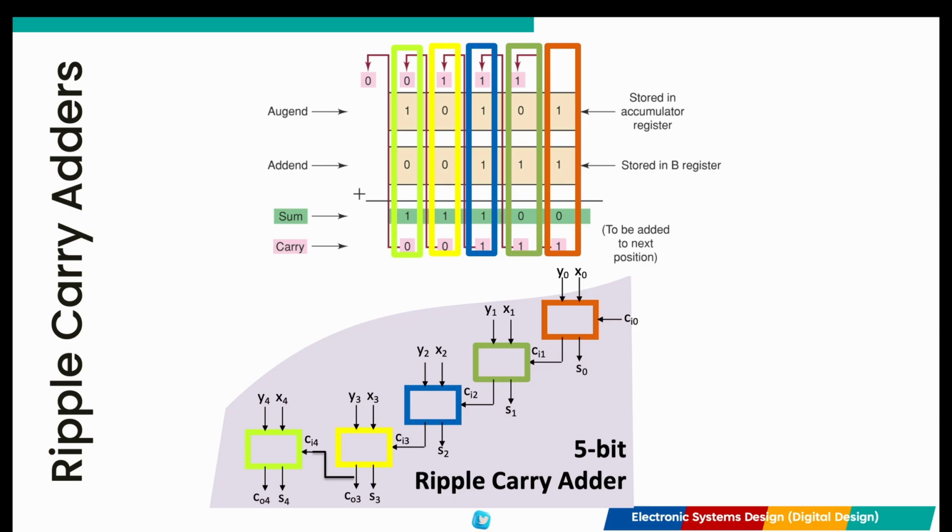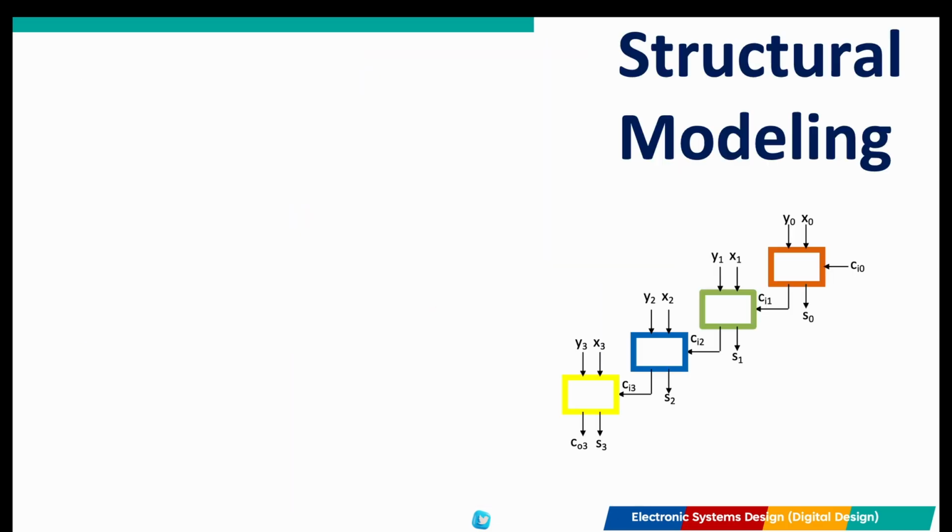Keep this physical chain in mind, whether we use structural, data flow or behavioral code. This ripple carry structure is what the hardware is ultimately building inside your FPGA. Let's look at how to implement a 4-bit ripple carry adder in Verilog using these 3 modeling styles we discussed earlier. Each style offers a different balance between control and convenience.